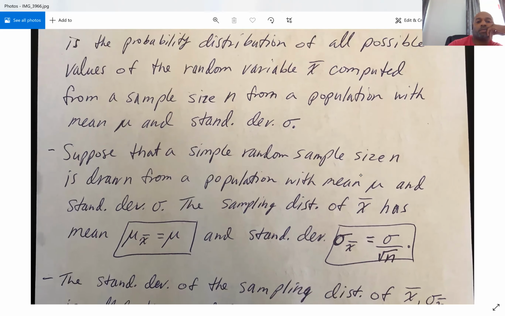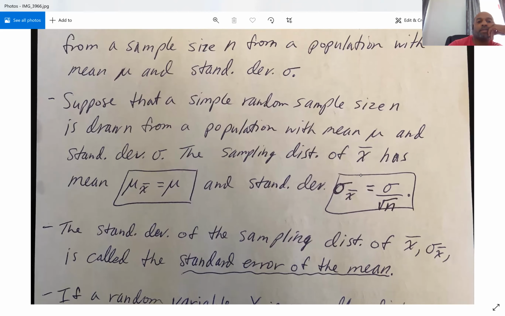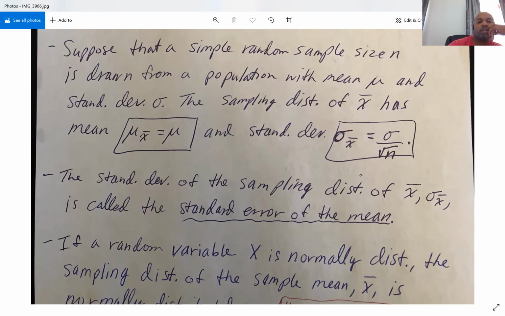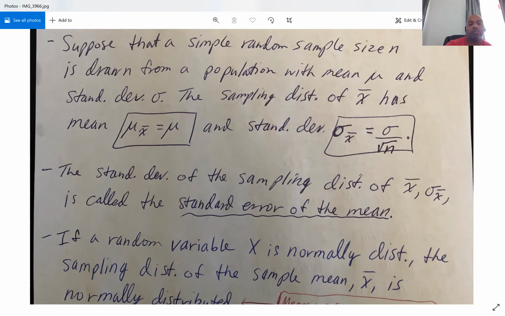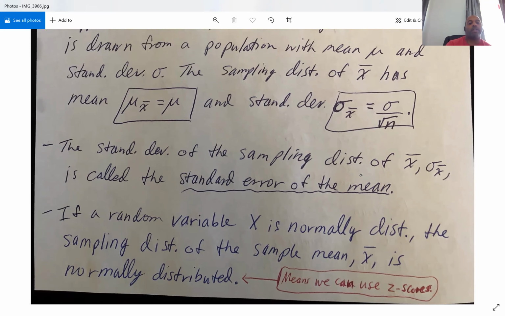All right, scrolling up. Of course, if I scroll up and you're still copying, let me know. The standard deviation of the sampling distribution of x bar is called the standard error of the mean. Similar to what we referenced last class with the standard error. All right, last statement for this page.